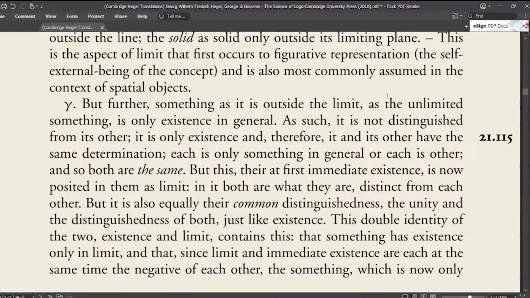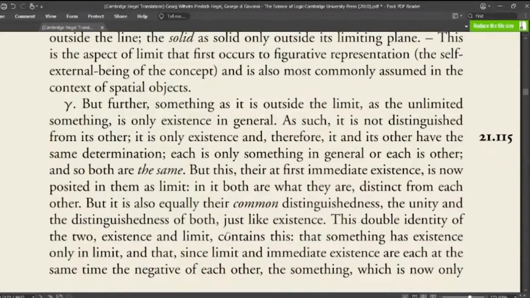As such, it is not distinguished from its other, it only exists, and therefore it and its other have the same determinations. Each is only something in general, or each is other, and so both are the same. But the first immediate existence is now posited in them as limit. In it both are what they are, distinct from each other, but it is also equally their common distinguishedness, the unity and distinguishedness of both, just like existence.